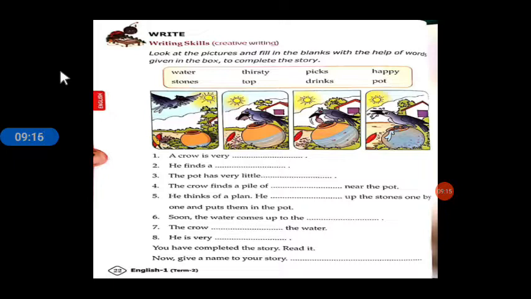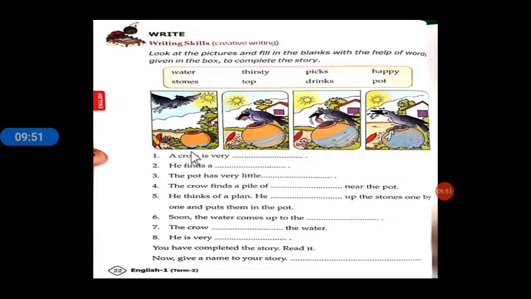So dear students, open page number 22. Here there are four pictures. Look at these pictures and fill in the blanks with the help of the words given in this box: water, thirsty, pigs, happy, stones, top, drinks, pot. So you have to fill the blanks and make it a meaningful story.